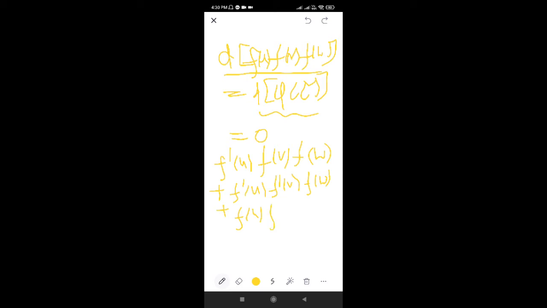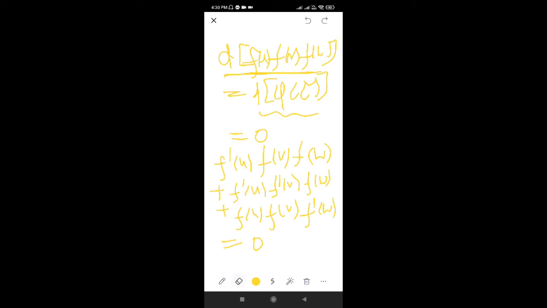F of U, F of V, F prime of W. I am differentiating the third function. This is equal to C. What is this? This is a differentiation of Fu, Fv, Fw. It is a straightforward application of d by dx of uv, the differentiation uv formula. Here I am using the uvw formula. Each time I am differentiating only one function, leaving the other two functions unaffected. In the first term I differentiated the u function, second time I differentiated the v function.